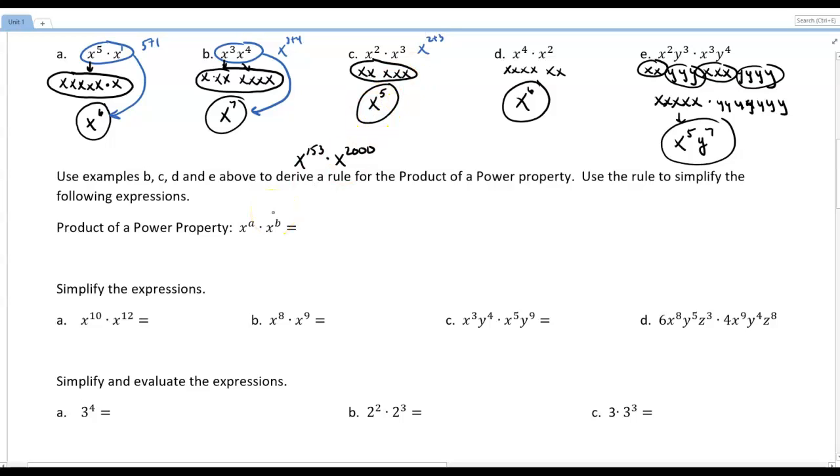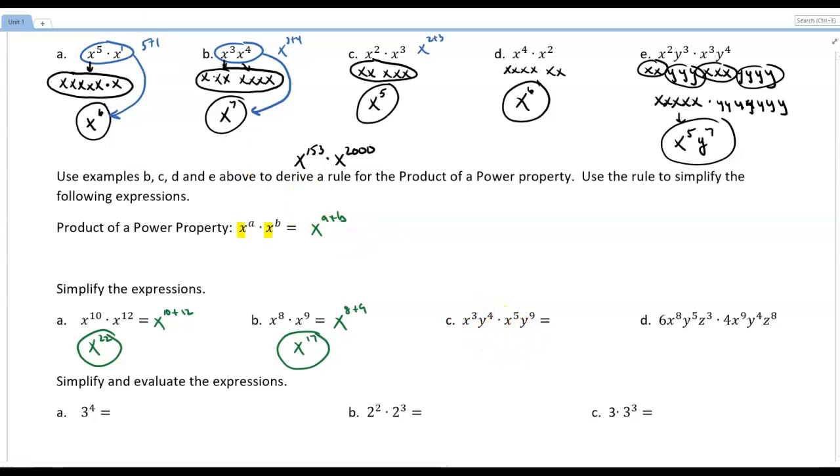Yes. So the rule we could derive from this situation is that if I'm multiplying same bases, my base of x, my base of x, I can shorten it by just adding the exponents. So right away with this first one, all I'm going to do is multiply same bases by adding the exponents. So this would be x to the 22nd power. Here, I would have x to the 8th plus 9, which would be x to the 17th.